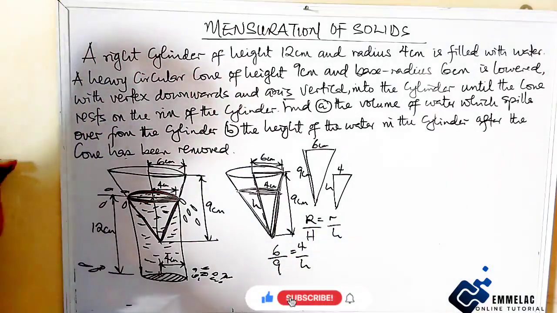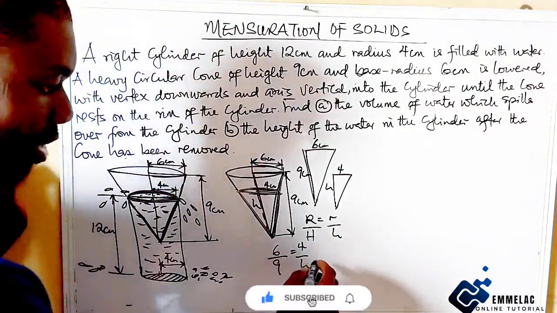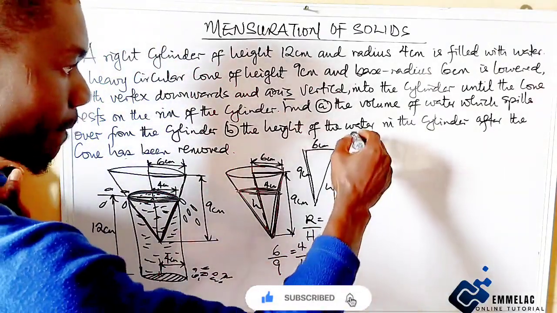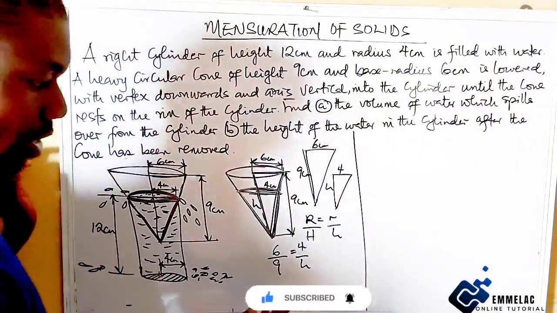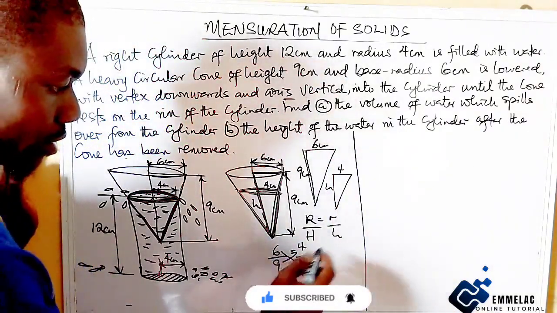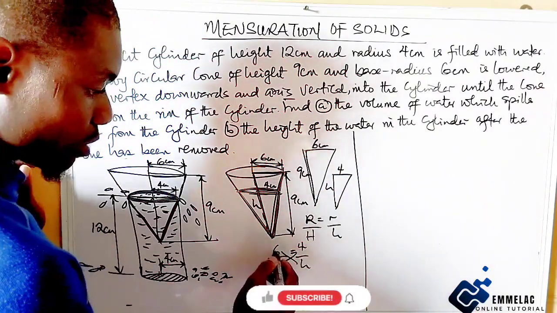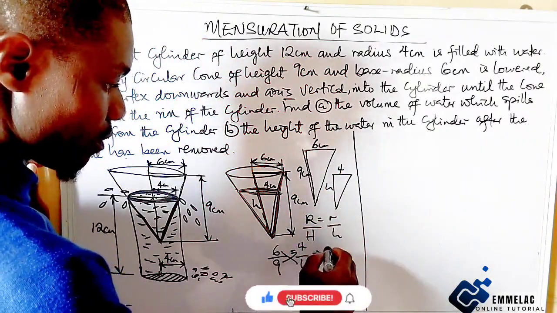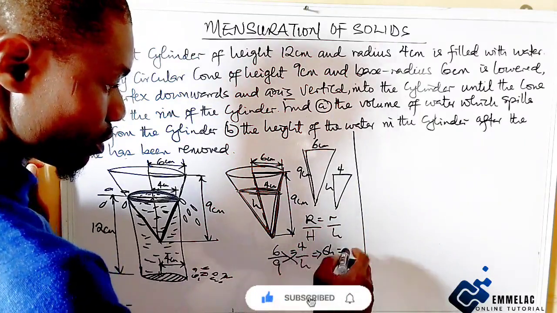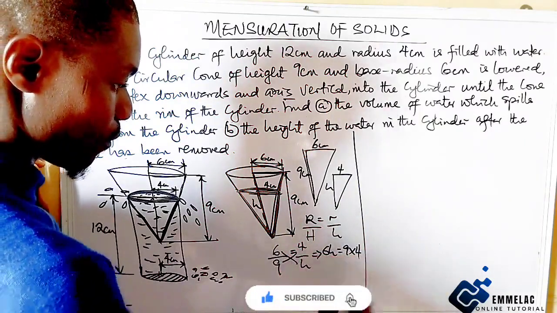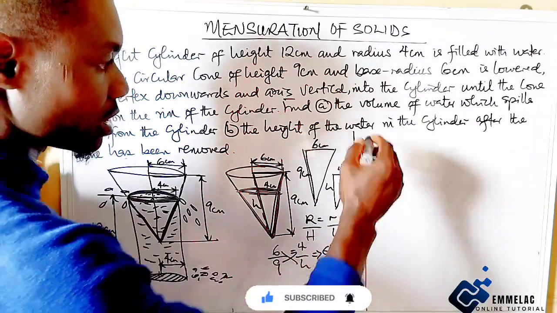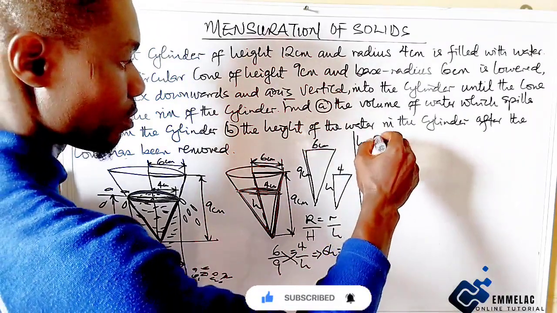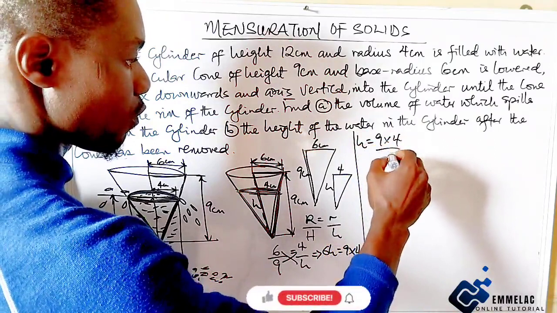Now we can actually cross multiply. By cross multiplying, we have h multiplied here and 9 moves over to this place. So here we have 6h equals 9 times 4. Alright, we can divide both sides by 6 this time around. So our h will now become 9 times 4 over 6.